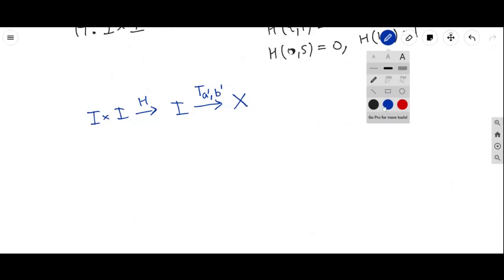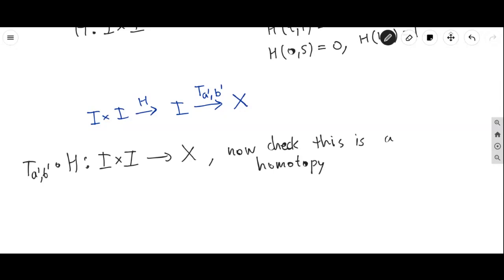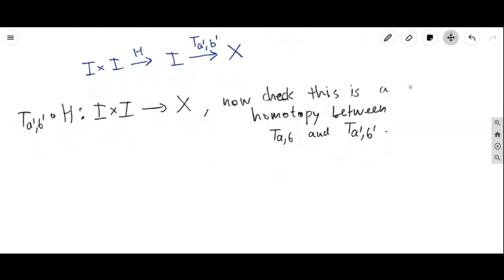Now let's take the composition, right? So we have this composition where we go H first, and then we do T A prime B prime, and this composition takes us from I cross I into X. And we claim, and now check, this is a homotopy between the path T A B and the path T A prime B prime. So let's check why this is a homotopy between those paths.